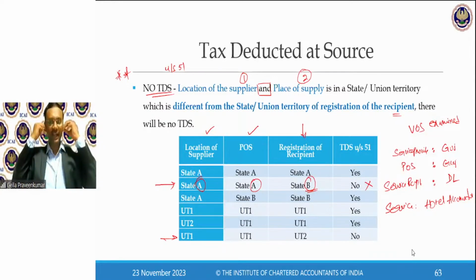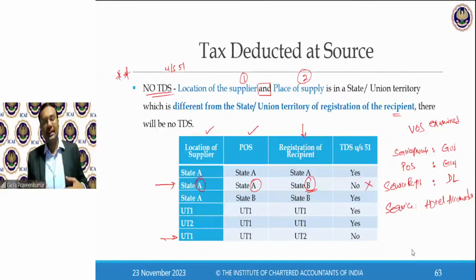If service provider is unregistered, then not applicable. Yes, ma'am. Only when the services are taxable, when the goods are taxable, where tax is levied, the TDS provisions are applicable. Exempted goods supplied or any unregistered person supplies, no TDS provisions get triggered.